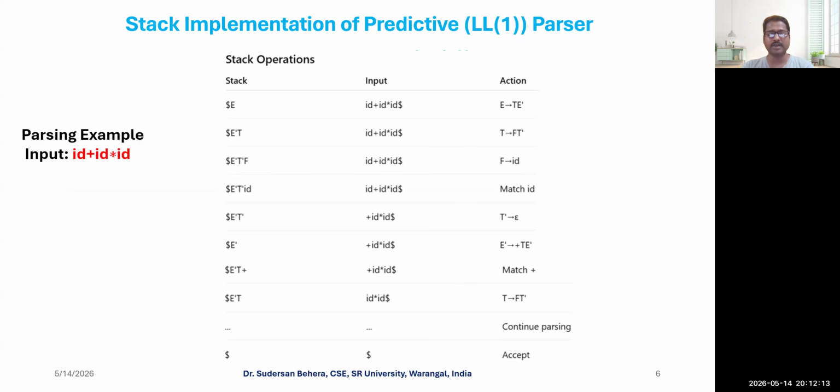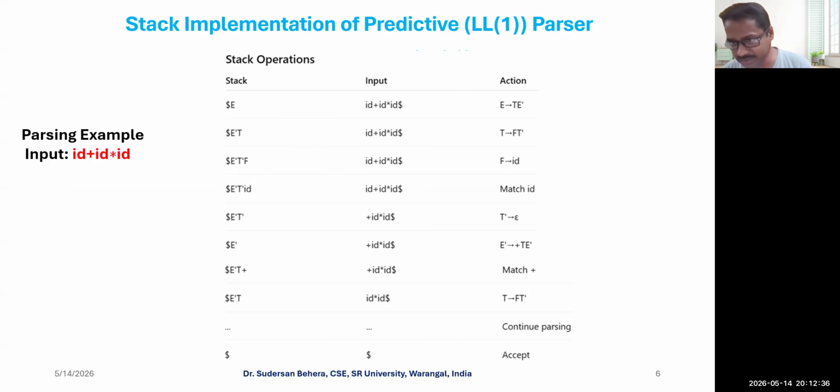Now the top of the stack is what? The top of the stack is F, and the current input symbol is ID. Is F equal to ID? No. Then is F a non-terminal or a terminal? If it is a terminal, the matter is closed. That is an error. If it is a non-terminal, we need to expand that non-terminal.